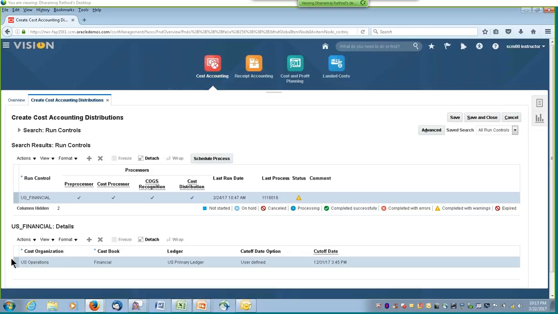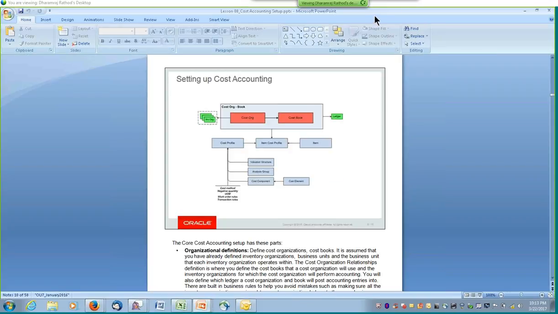My recommendation is to have all the inventory organizations pertaining to a business unit clubbed under a cost organization called US operations or whatever cost organization you can think of. And when you run this cost processor, you would run it in context of cost organization and the cost book. And this cost book would specify whether it is a ledgerless book or ledger book and what would be the currency. And then it will identify which cost method to use. So the recommendation is don't do that. And I don't think anybody is doing it.